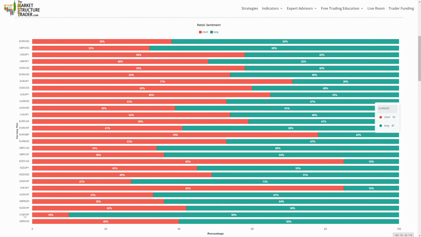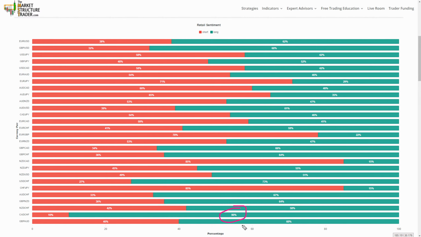Must get this sorted in order, mustn't I? Everybody's long CAD Swiss, so it's a massive sell for me, CAD Swiss. But I don't want to do a massive sell at the moment ahead of news. So these guys are probably right at the minute. Again, you can't just use this on its own. You've got to think what's happening.